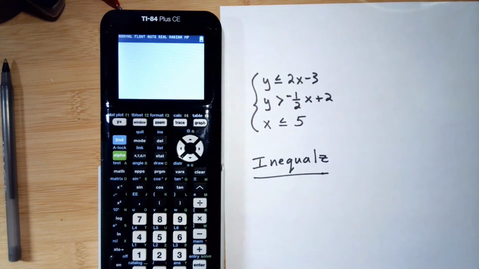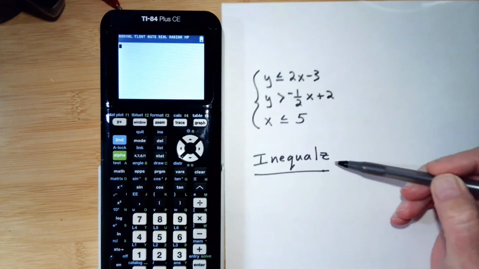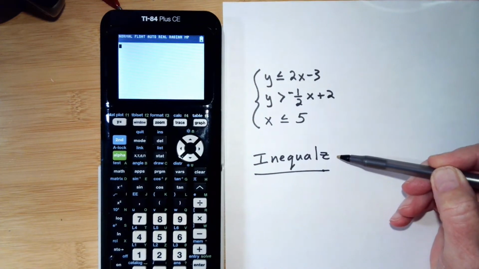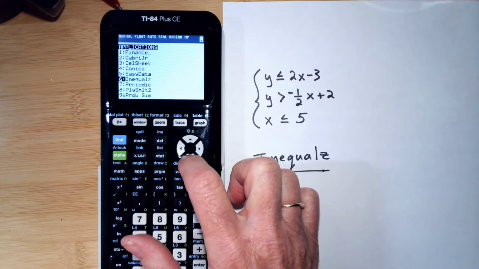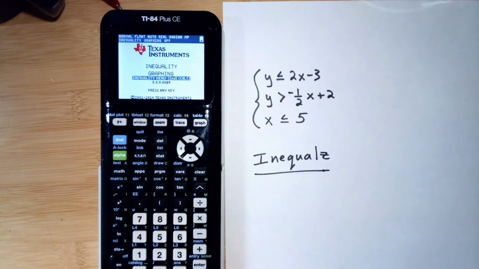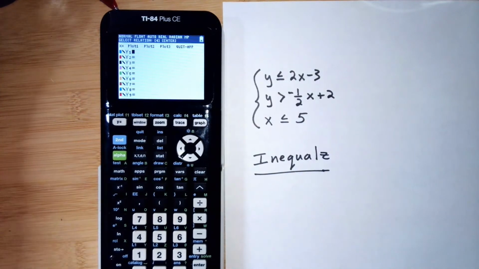Hi there, in this video I'm going to show you how to graph a system of inequalities using the app on your calculator called Inequalz. So we're going to find that app by hitting the app button and going down to number 6, Inequalz, and we're going to hit any key. Now you're going to see that this looks very familiar.